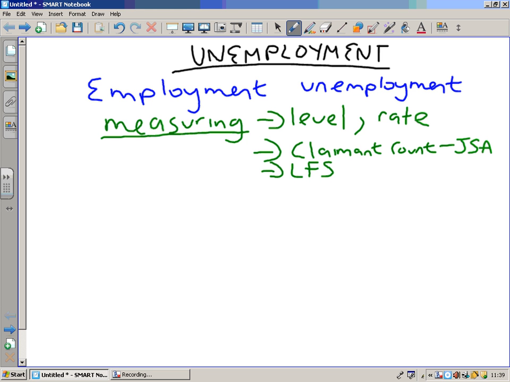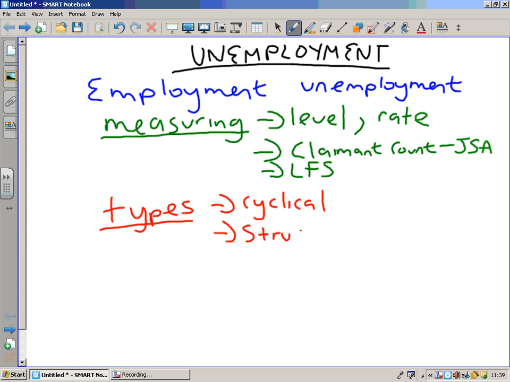What I want to move on to now is different types of unemployment. So if we were looking at types of unemployment, there are 3 different types that you need to know about for your exam. We have cyclical, we have structural, and we have frictional.